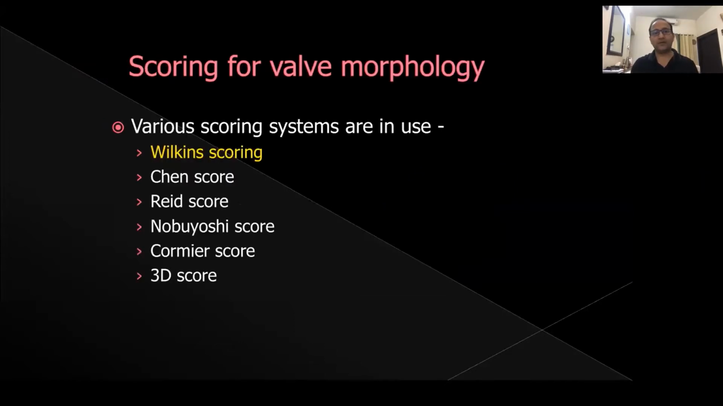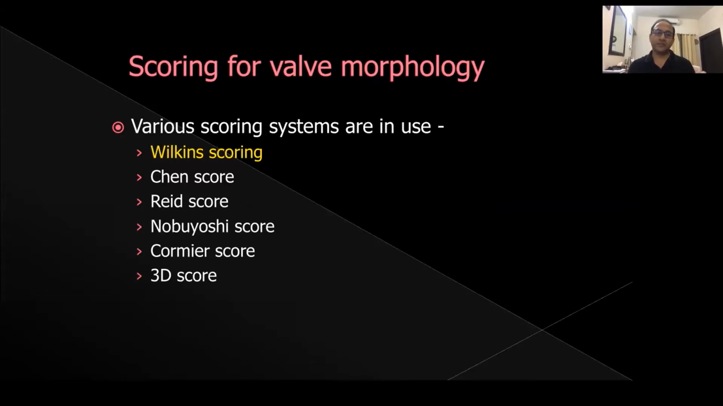Now, when we were studying, there is a lot of emphasis on scoring of the valve morphology. And yet, in your clinical practice, how many of us actually sit down and calculate a Wilkins score, or there are at least 5 other scores which are there? And the reason is that none of these scores are perfect.